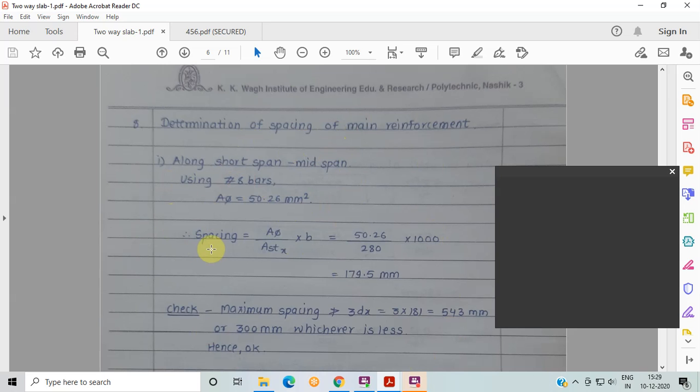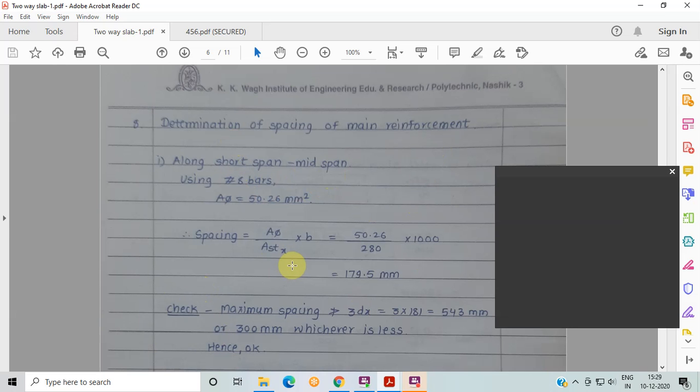Already written here, distribution steel is provided as 6 mm at 110 mm center to center. Along with that, torsion steel is also provided. These cyan color bars are the torsion steel, and here the distance is shown as Lx by 5. So this is the diagram for two-way reinforcement.